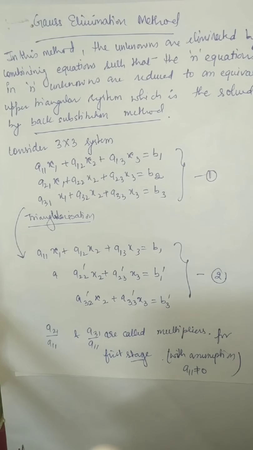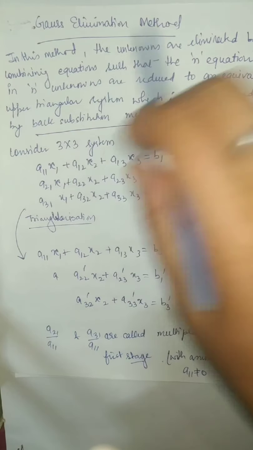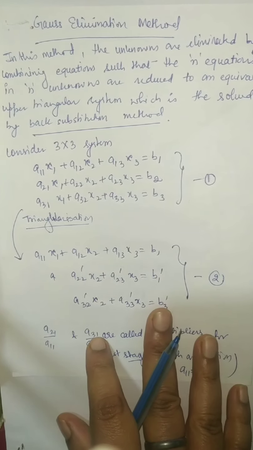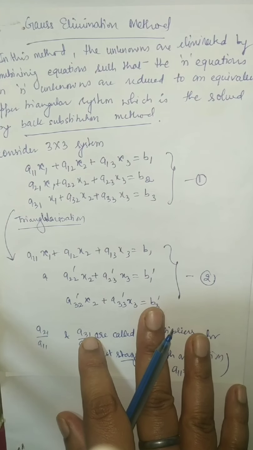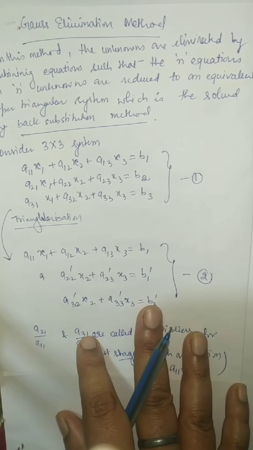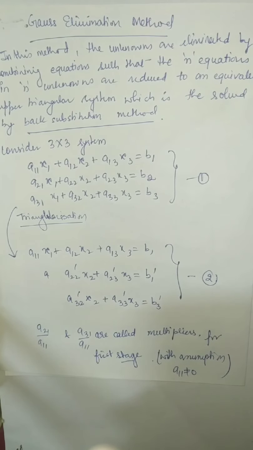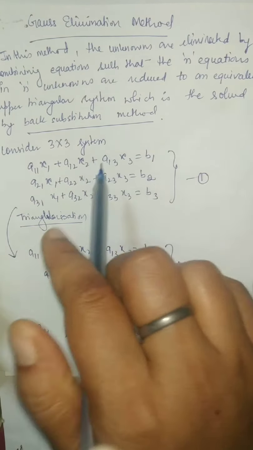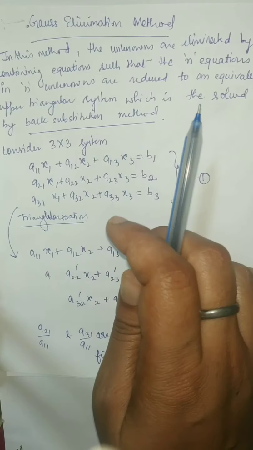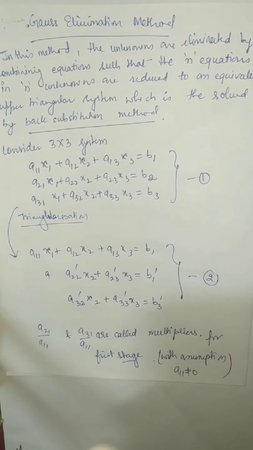In this method, the unknowns are eliminated by combining equations such that the n equations in n unknowns are reduced to an equivalent upper triangular system, which is solved by the back substitution method. You have already studied in your lower standards the upper triangular system क्या होता है and what is the back substitution, but I will revise it here.